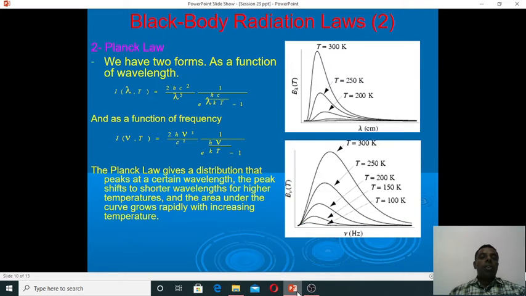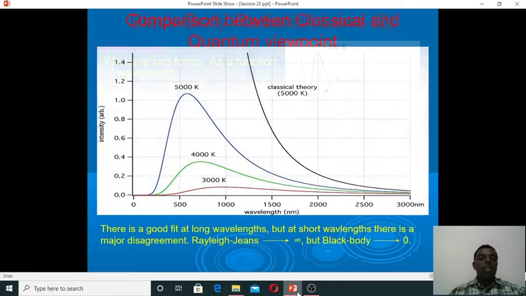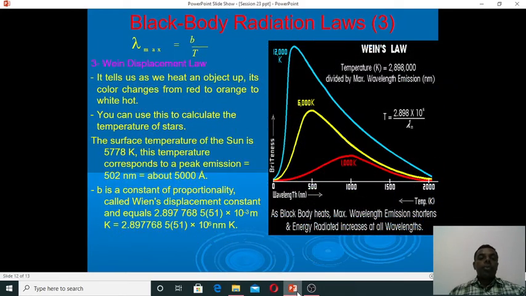Next is called Planck's law. There are two forms, one in terms of wavelength, another in terms of frequency. Planck's law gives a distribution that peaks at different wavelengths. The peaks shift towards shorter wavelengths for higher temperatures, and the area under the curve grows rapidly with increase in temperature. Then another law is called Wien's displacement law.